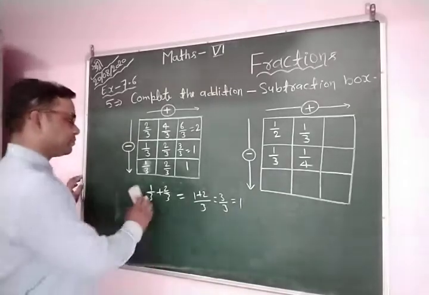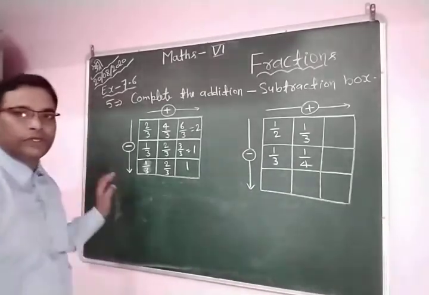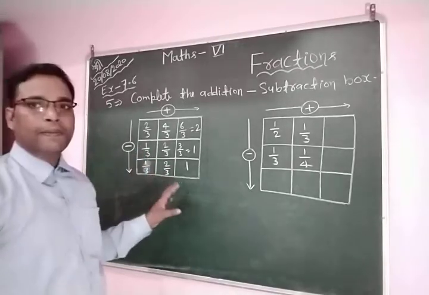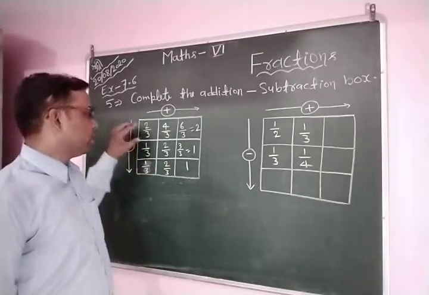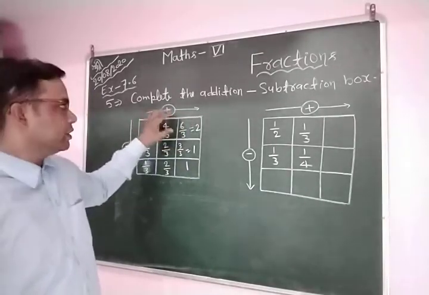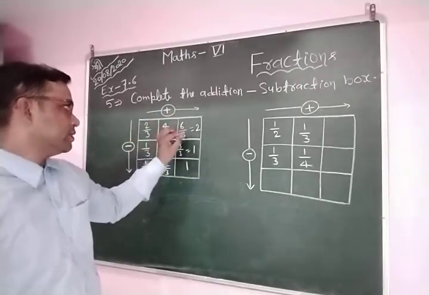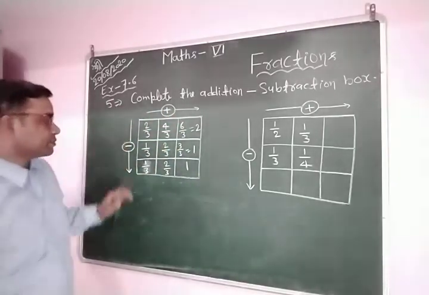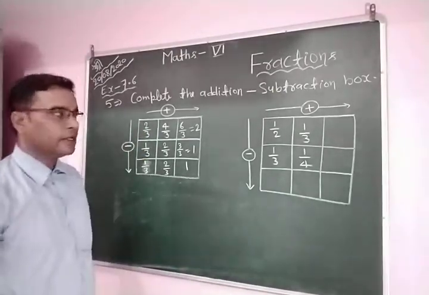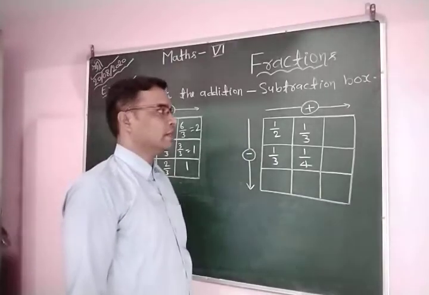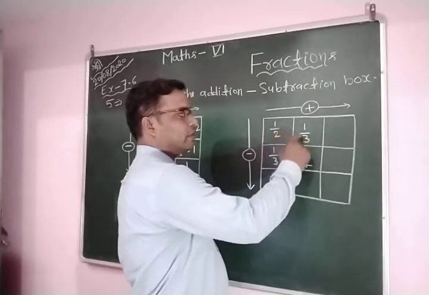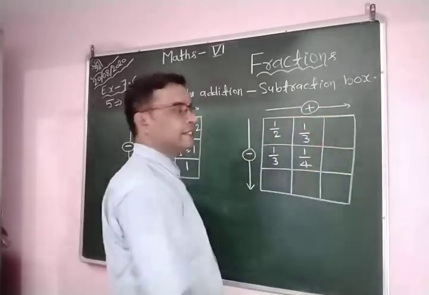Now students, I hope all have understood how to fill this box. This is given plus minus. If you want to run this side, in the horizontal direction, this is a plus. If you want to run from above to below, then you subtract. For this box we will write 1 by 2 plus 1 by 3, because this is given plus in these directions.